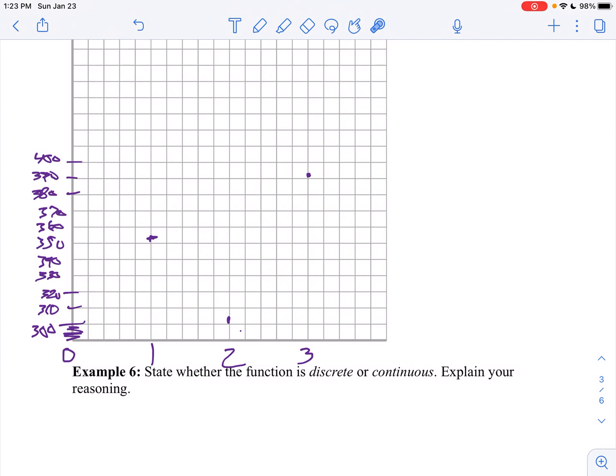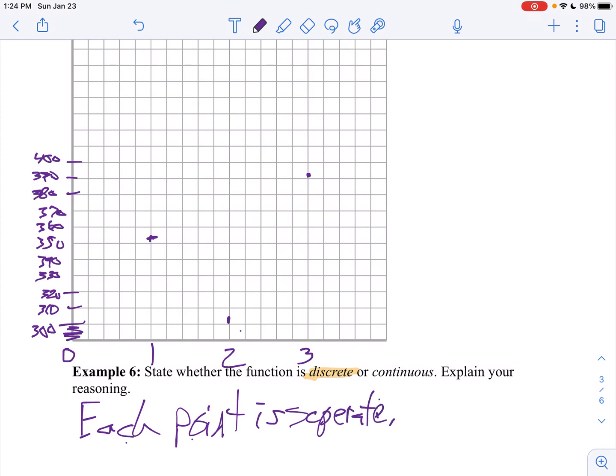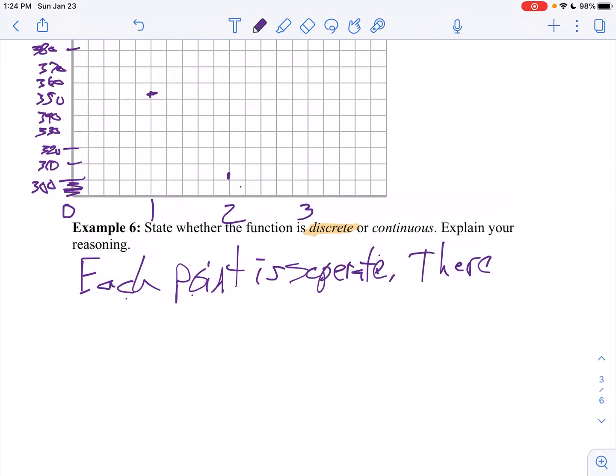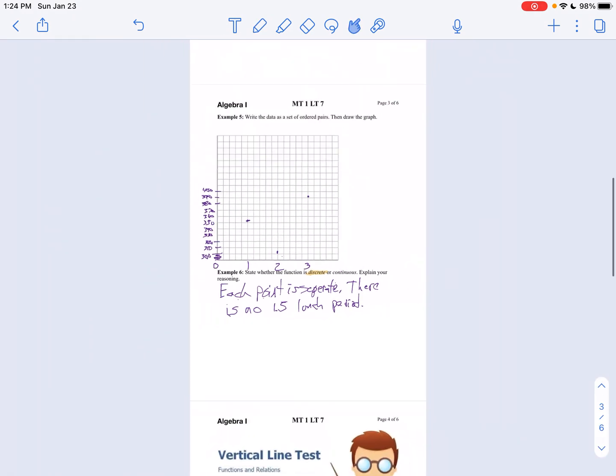So is this function discrete or continuous? Well, it's discrete because it's not continuous. Continuous I can draw without lifting up my pencil. I cannot draw this without lifting up my pencil. And why is it? Because each point is separate. There is no 1.5 lunch period. And there we have it.